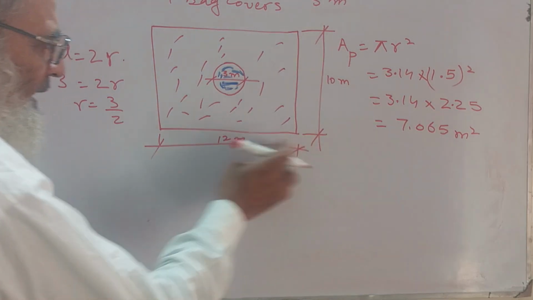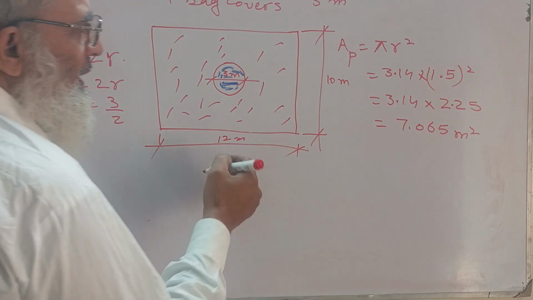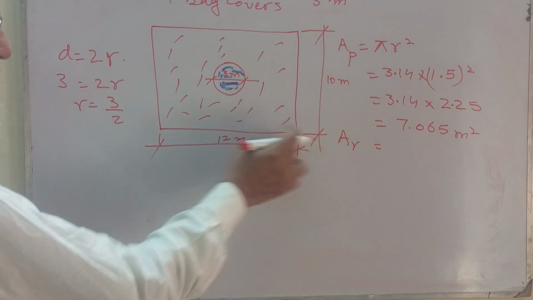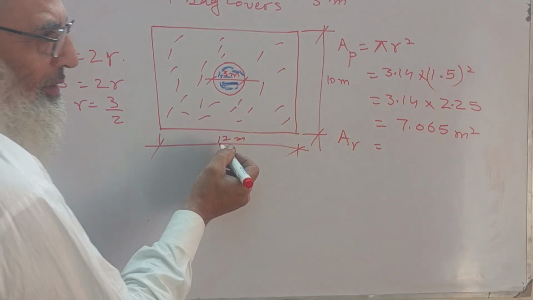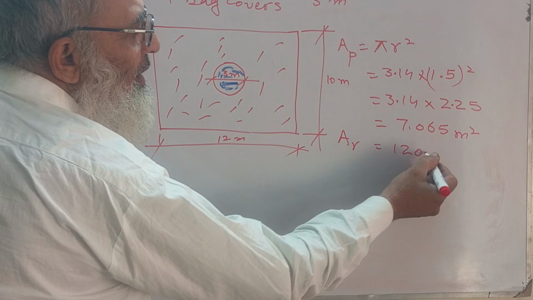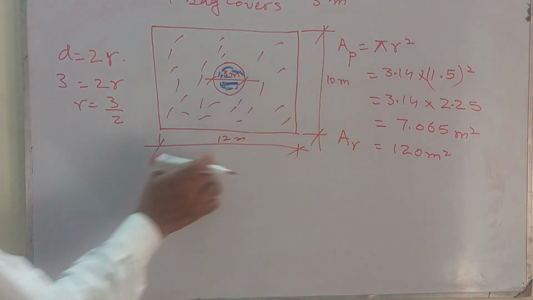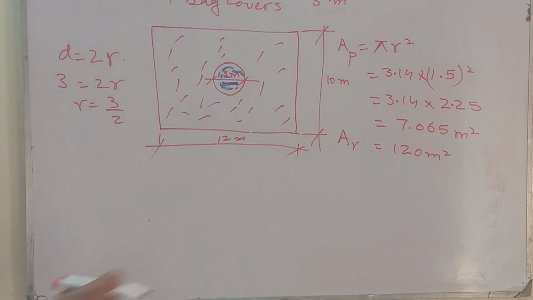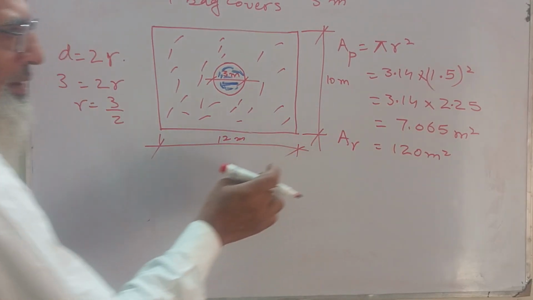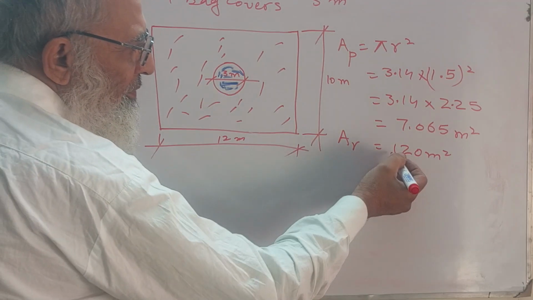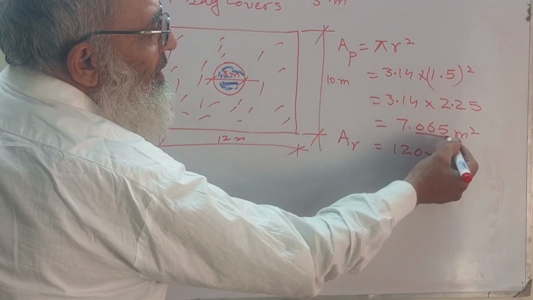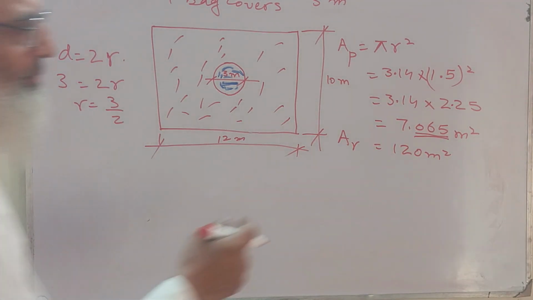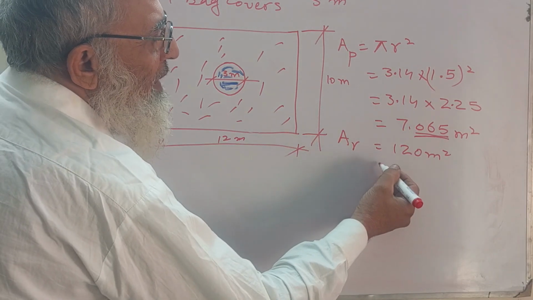Now I have to find the rectangular area. The area of a rectangle is length multiplied by breadth, which is 10 multiplied by 12, equal to 120. It is very easy. Now we have to exclude this area. Just leave this figure because it is very small, so we leave this figure.